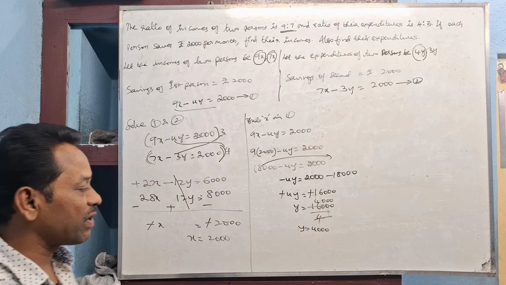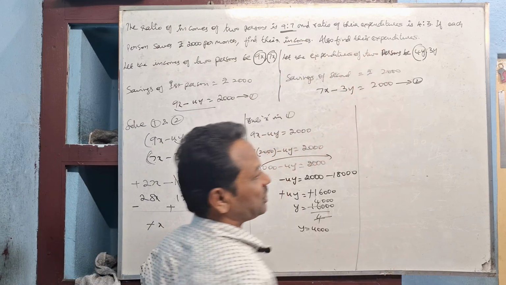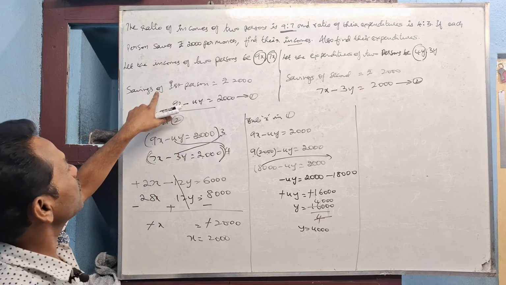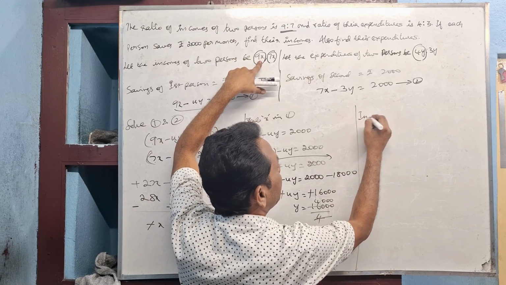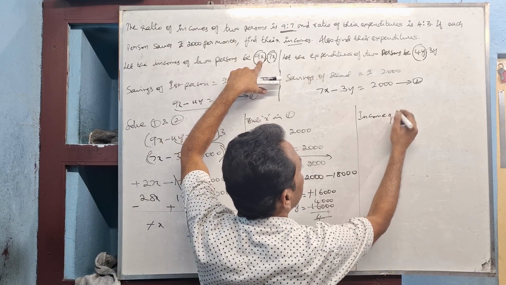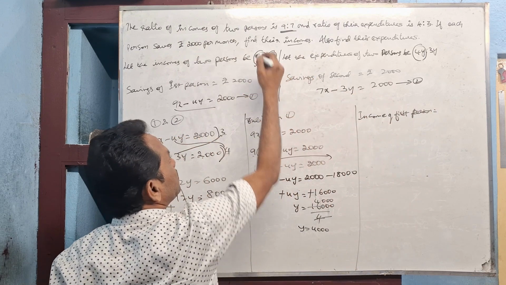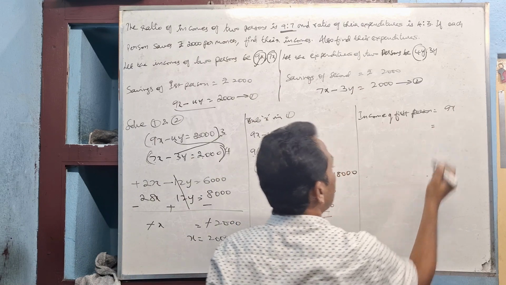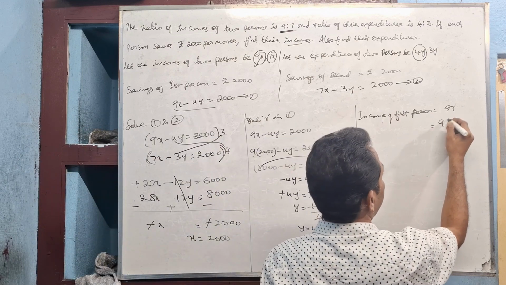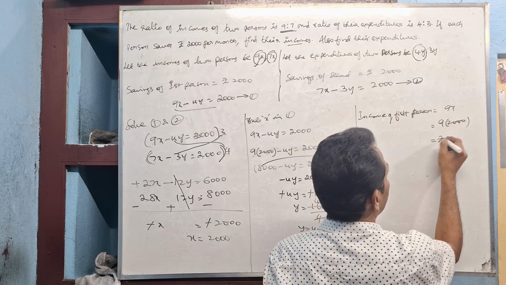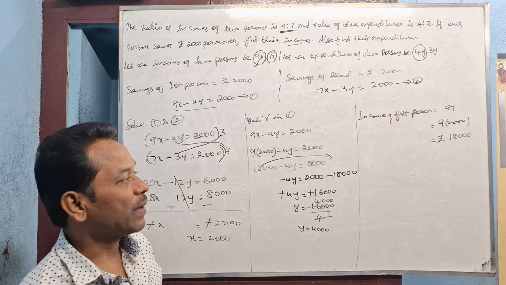Now once you have the x and y values, my question is, I want the incomes as well as the expenditures. So what is the income of the first person here? Here 9x. Income of the first person equal to 9x. We already know the value of x, so let me take 2000 there. 9 into 2000 gives you rupees 18,000. The income of the first person is 18,000.